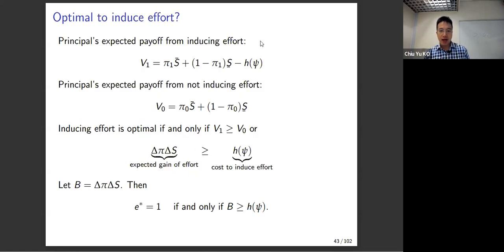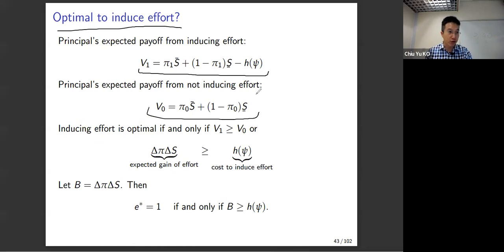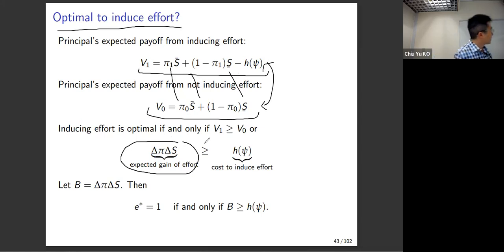Okay. The last thing is, is it optimal to induce effort? Okay. I'll finish it in 5 minutes. Okay. So here is the payoff of inducing effort, right? And this is not inducing effort. So the question is whether it's worthwhile, right? You compare these two, right? And you take the difference, right? This is the expected gain from effort, right?